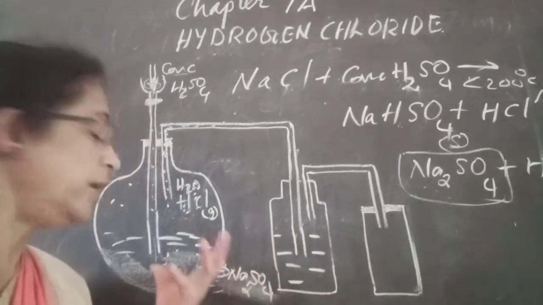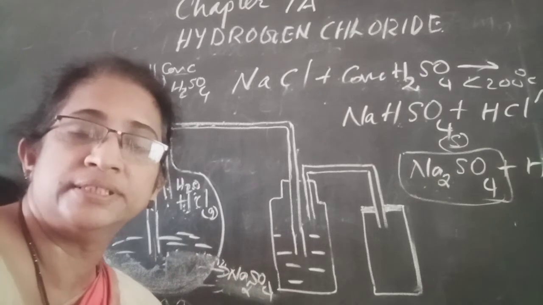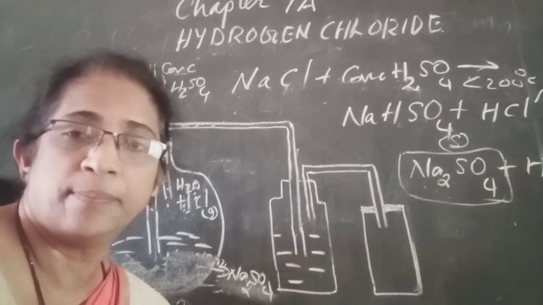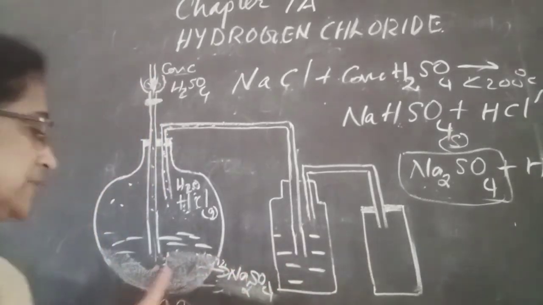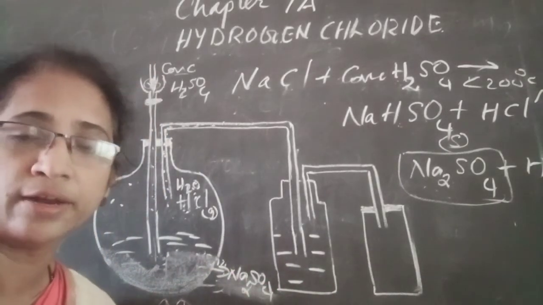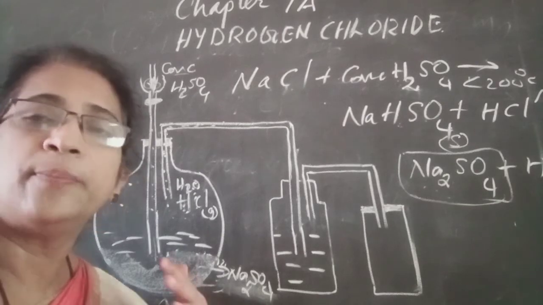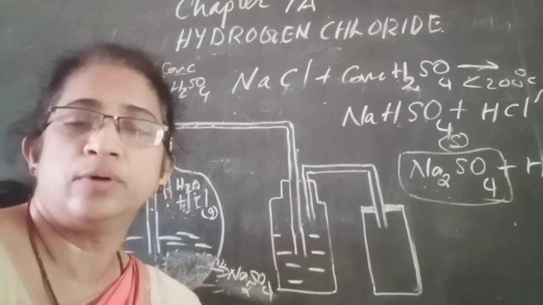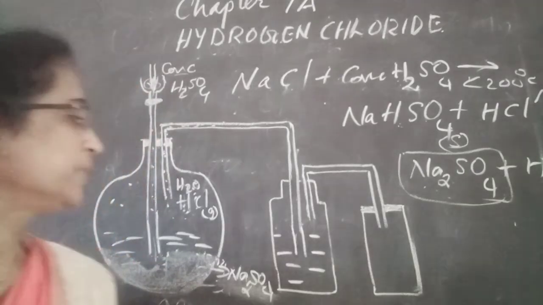And on heating, what happens is the apparatus may tend to break. Fuel is wasted, apparatus may tend to break, and the crust is difficult to remove. Therefore, the preferred temperature in the laboratory preparation of HCl is below 200 degrees Celsius.